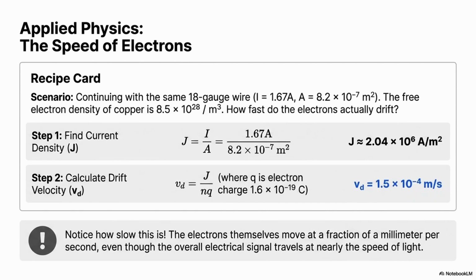1.5 times 10 to the negative 4 meters per second. It's tiny. That is a fraction of a single millimeter per second. It is quite literally slower than a snail. You flip a switch and the light instantly turns on.